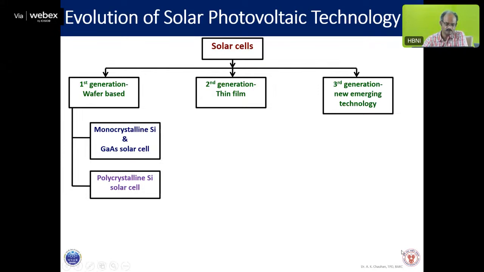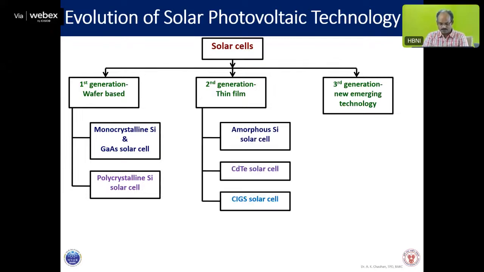In the first generation, mainly monocrystalline silicon and gallium arsenide based solar cells were used, and these are single crystals. The entire solar cell was fabricated out of single crystals. Then there is another type of solar cell, the polycrystalline solar cells, where the wafer used was not a single crystal of silicon, but a polycrystalline silicon material. However, the size of the solar cell was the same.